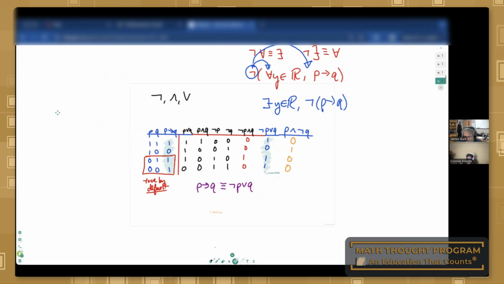Now, I've got a follow-up question. Let's say I take the negation of P implies Q.